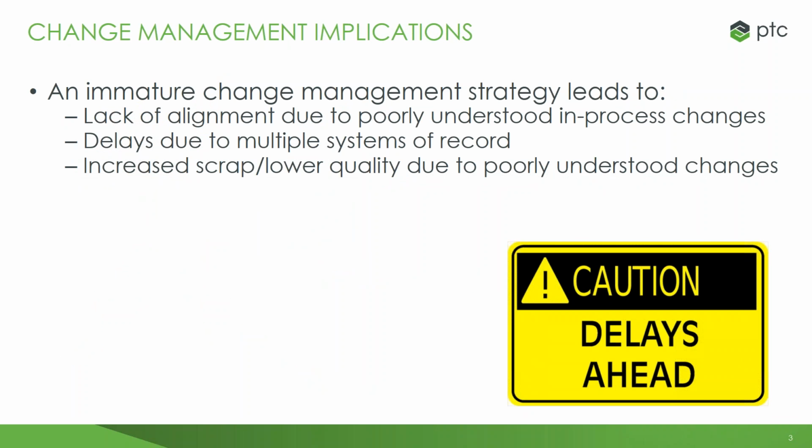Some of the implications due to those challenges is really lack of alignment due to poorly understood in-process changes. People could be coming into the change process and not really understanding what's being changed, how it's being changed, or what's actually necessary to do. And this can lead to delays with the multiple systems of record, as I mentioned, with potentially different processes in different systems. It becomes a bit more complicated. And then also increased scrap or lower quality due to these poorly understood changes. If you're not understanding exactly what you need to be doing, then the change might not be done in the most proper fashion.